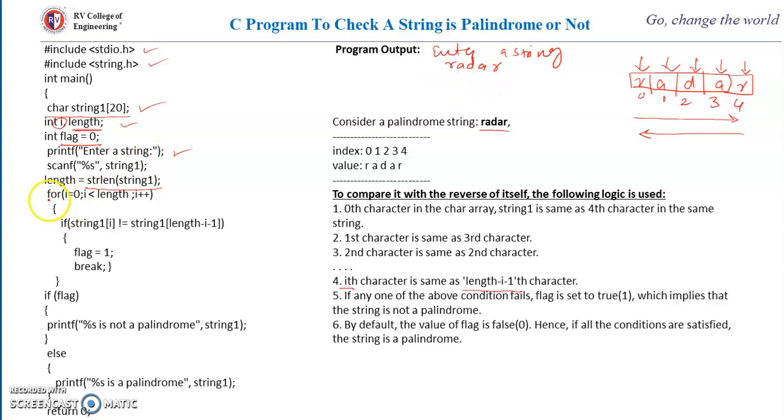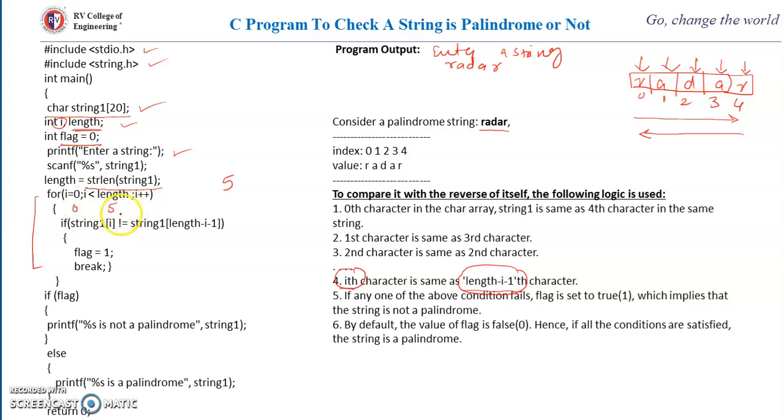Okay, so now we have used a for loop. So see, this is the logic. The 0th character should be compared with the 4th, the 1st with the 3rd. So the ith character should be compared with the character at length minus i minus 1. Here, i is equal to 0, and this should be executed while i is less than length. So for radar, what is the length? Length is 5, there are 5 characters. So this should be executed from 0 to less than 5, that means 0 to 4, so 0, 1, 2, 3 and 4.